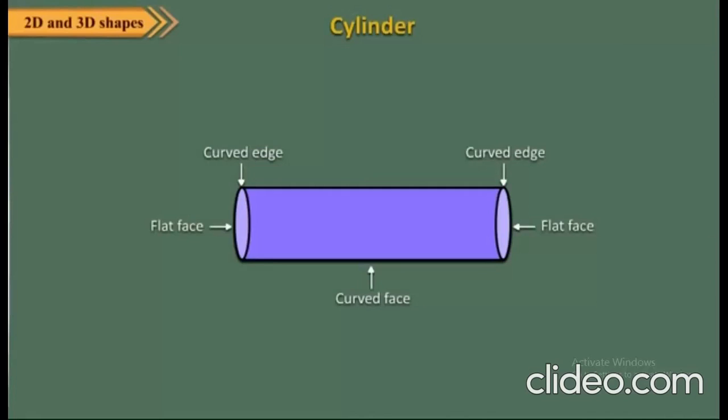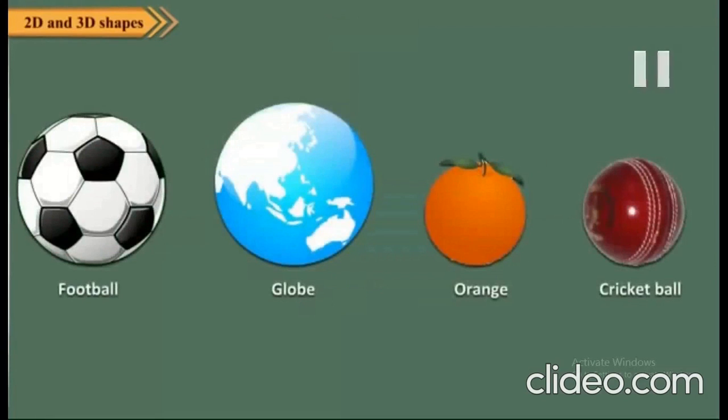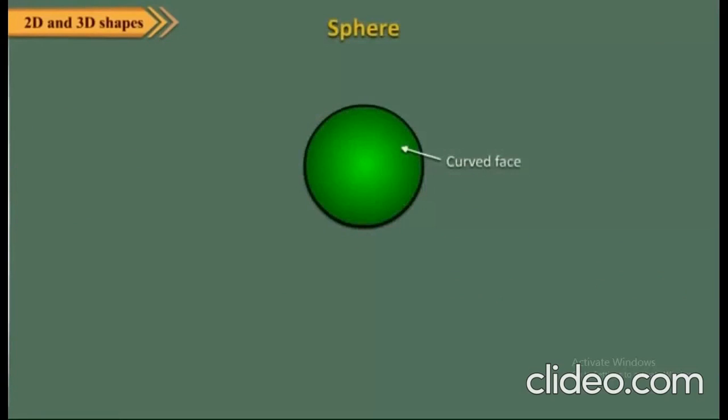Now next figure is, look here. These are some objects: football, globe, orange, and cricket ball. Which are these shapes? These shapes are circular in shape, but what are they called? These are sphere. It has curved face, no vertex, no edge, only face is there.